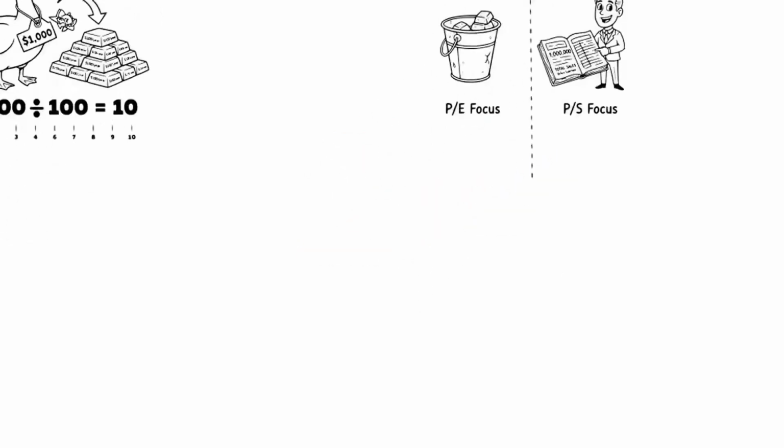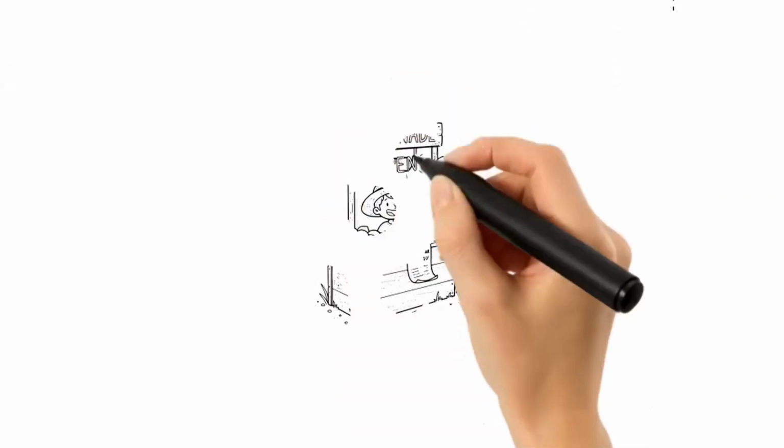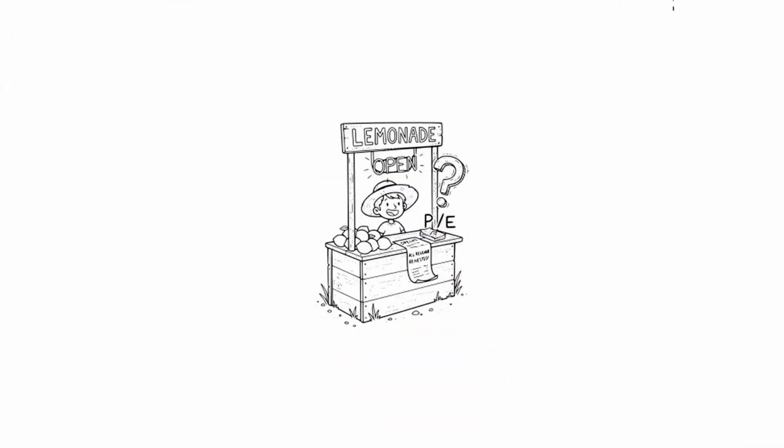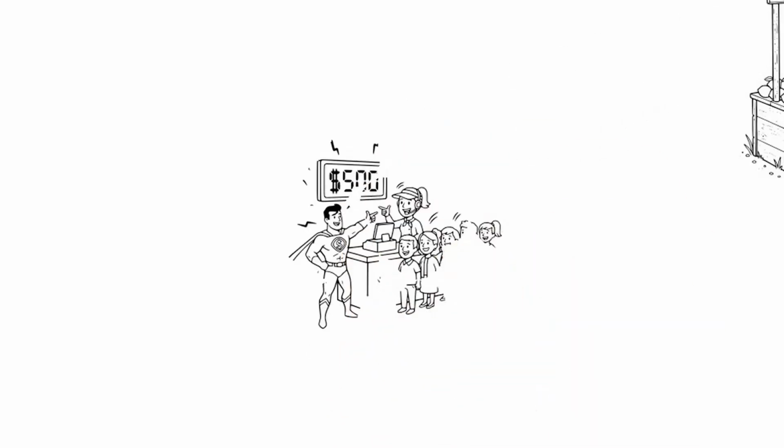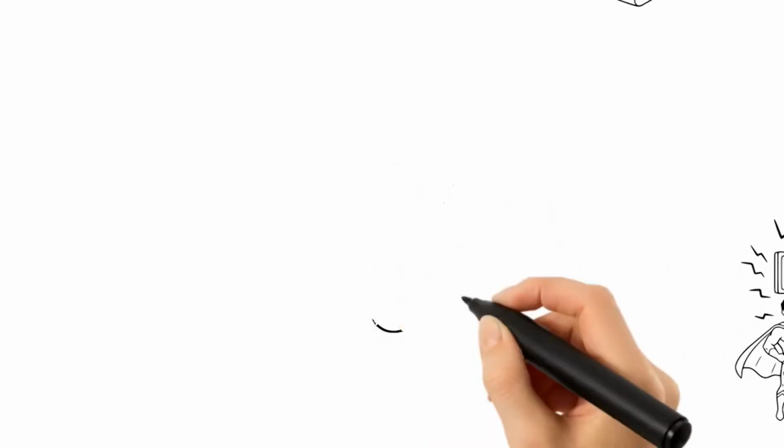Imagine a lemonade stand run by a kid who spends every penny of revenue on more lemons and fancy neon signs. He makes no profit. His PE ratio is a giant question mark, but he sold $500 worth of lemonade. The PS ratio looks at that $500 and says this business is actually doing something. It measures the raw popularity of the product.